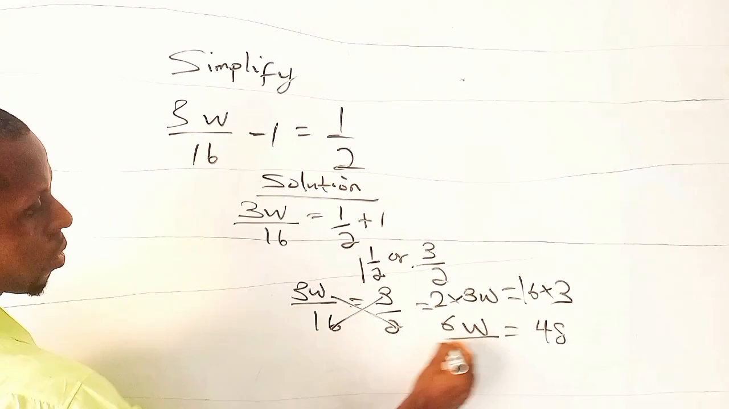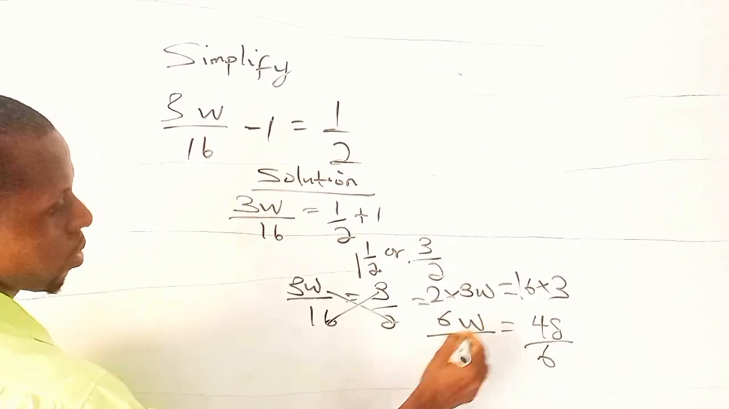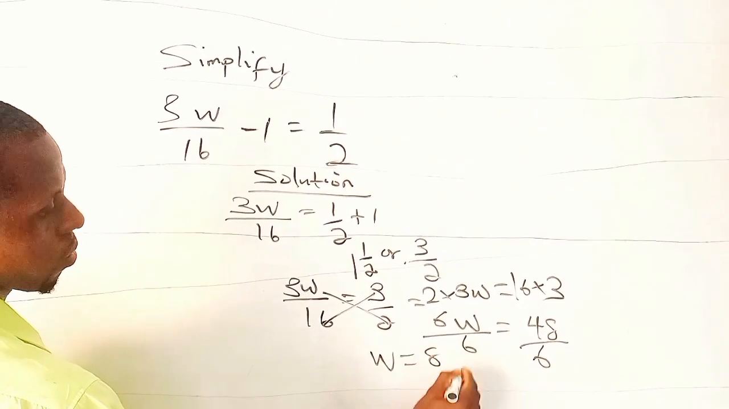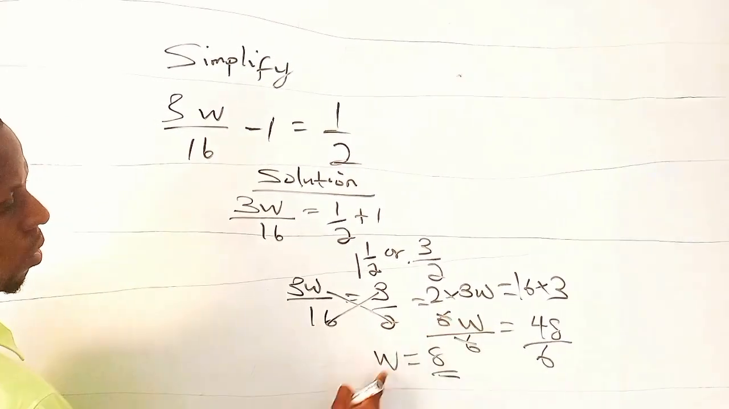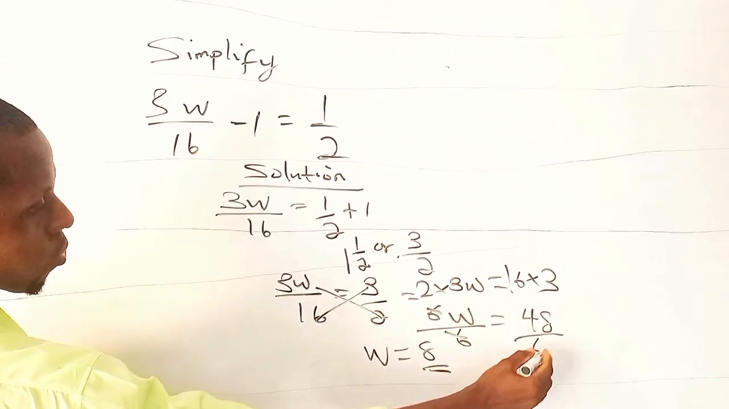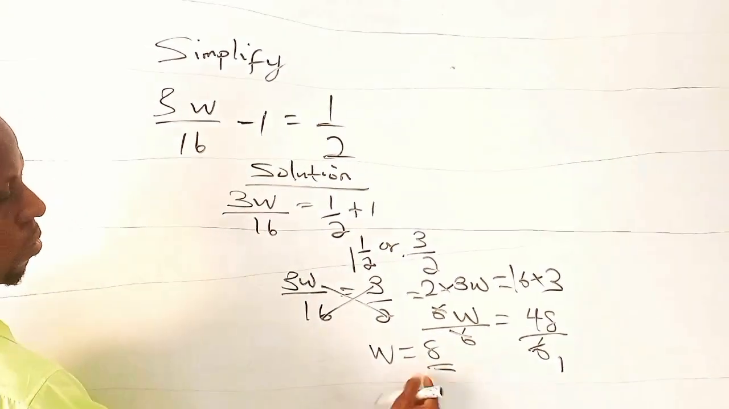Now divide both sides by 6. This gives us 48 over 6. 6 can go, that is w standing on its own, equals 48 divided by 6, which is 8.